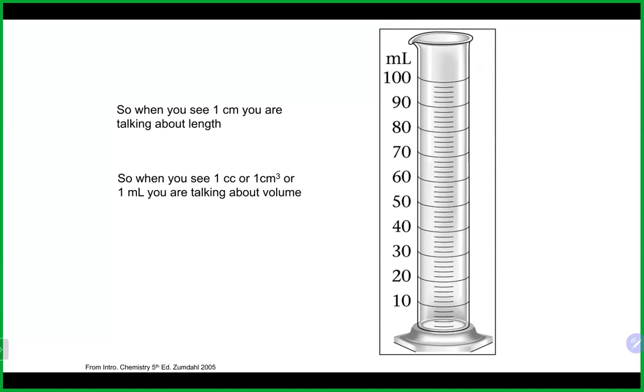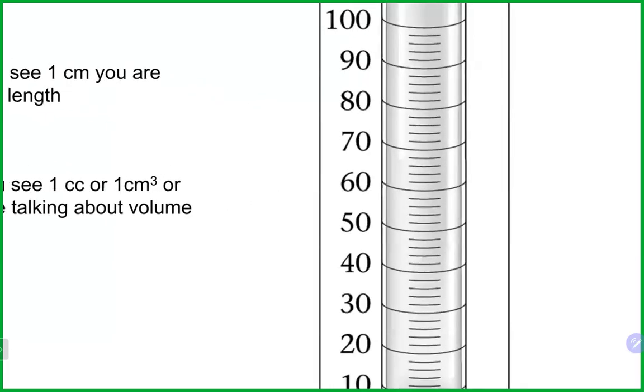Remember that this is a graduated cylinder, and you do want to look at the scaling. So for example, if we were going to make a measurement on this, we have 60 here, we have 70 there. So our large markings are 10 milliliters. Here we have 1, 2, 3, 4, and 5 markings between. So if we divide that by 5, each of our small markings is 2 milliliters. So that again would be 62, 64, and so forth.